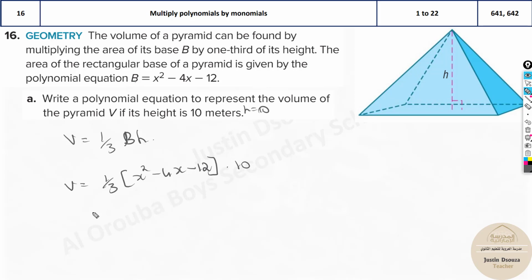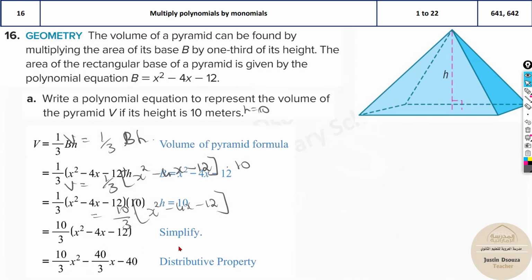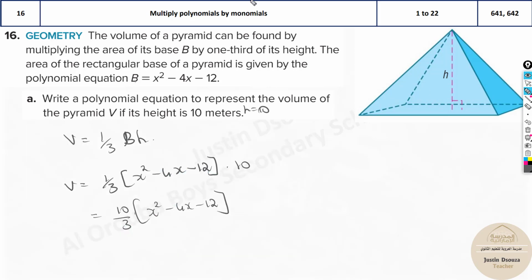So we have the constant 10 by 3 times x squared minus 4x minus 12. I think so. You need to multiply this inside. This is the answer, but let's just check what they have done. Yeah, they have multiplied it inside. Okay, they have simplified it further. So let's just multiply 10 thirds inside. It will be 10 by 3 x squared minus 10 times 4 is minus 40 by 3 x.